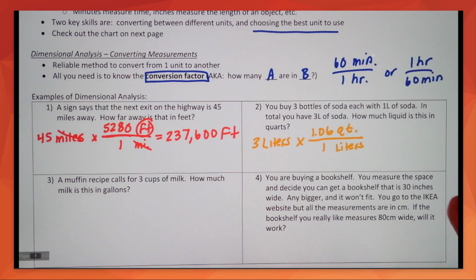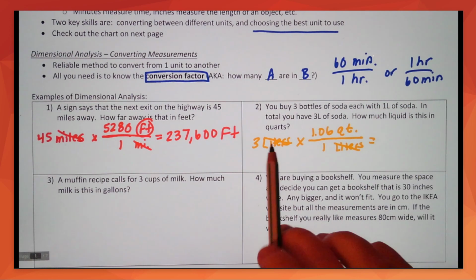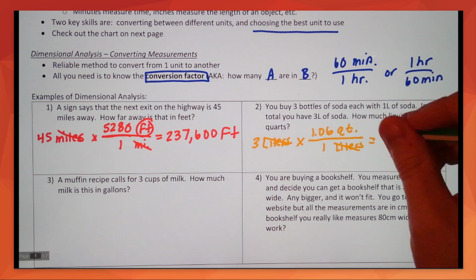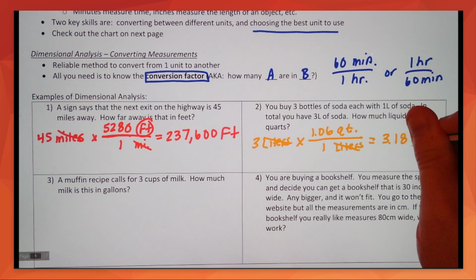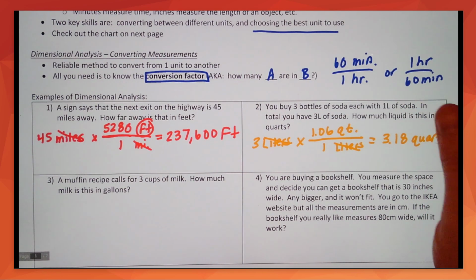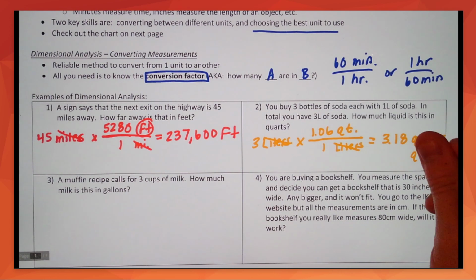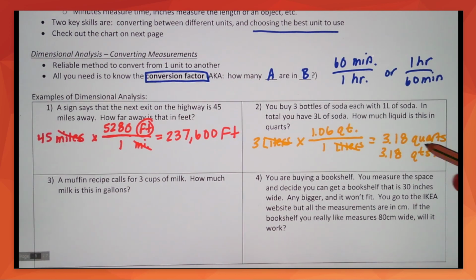So I'm going to roll back up here. The liters cancel out, and then we just need to do 3 times 1.06 and put our result in quarts. And that is going to give us 3.18 quarts. I think quarts is QTS if you abbreviate it. Yeah, it's quarts, 3.18. So I wrote it out and I abbreviated it. Whatever you're more comfortable with, you check that out.